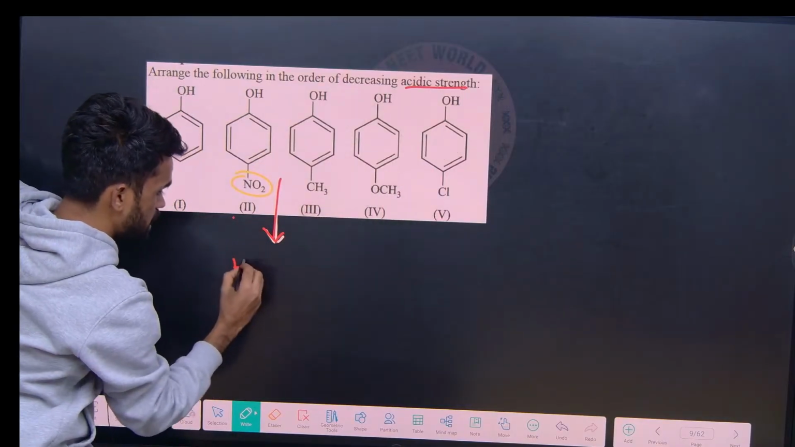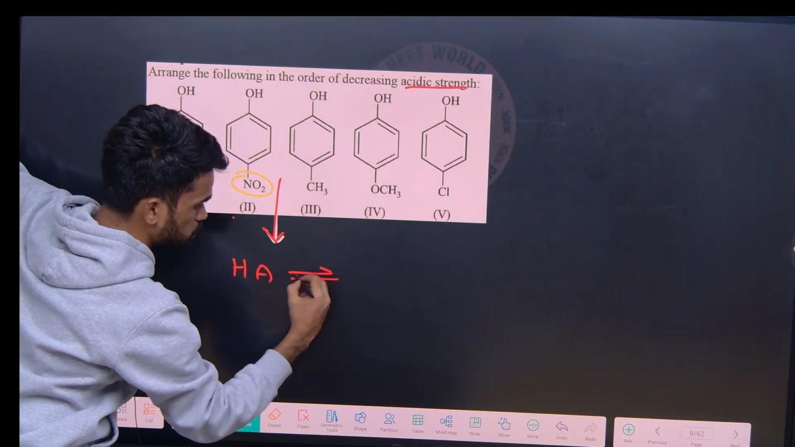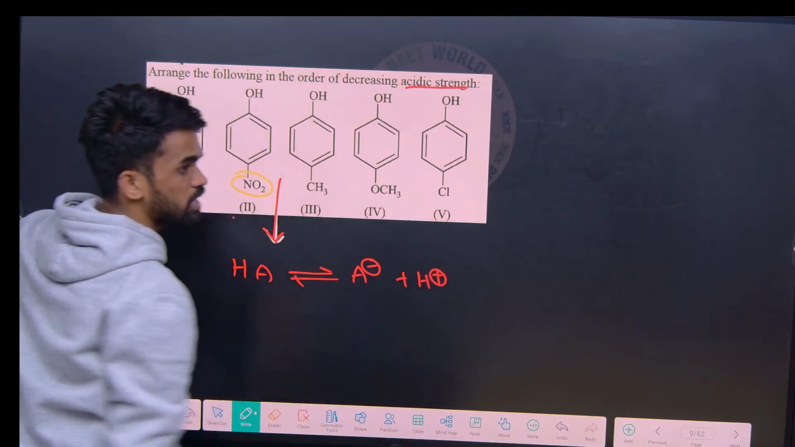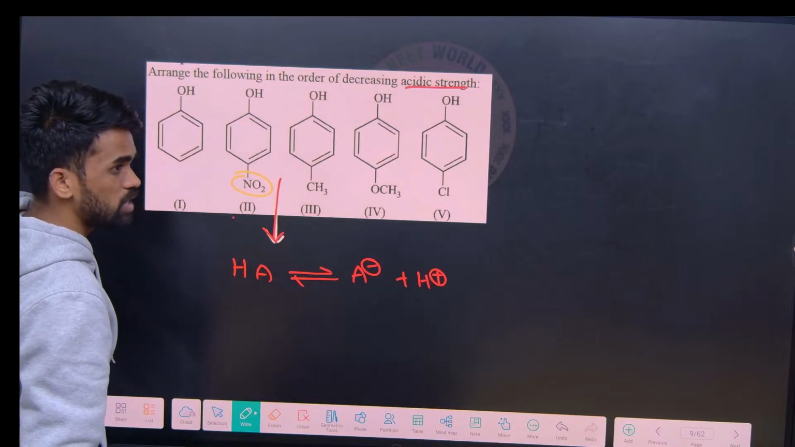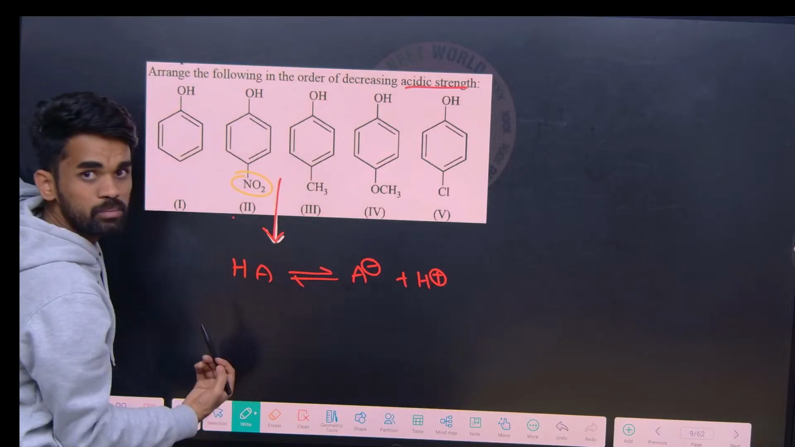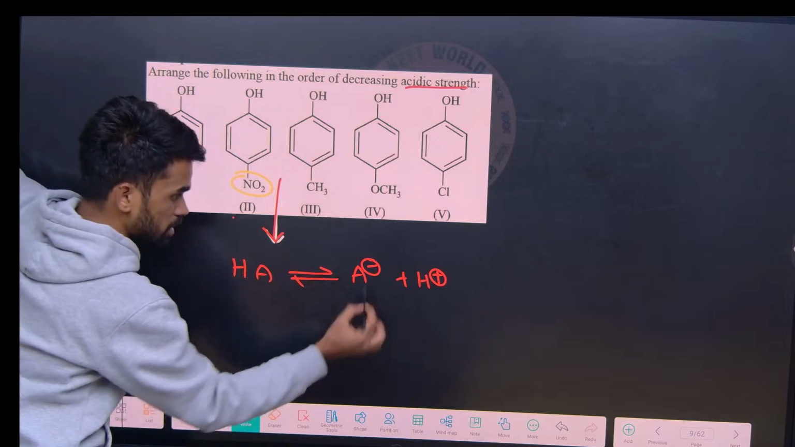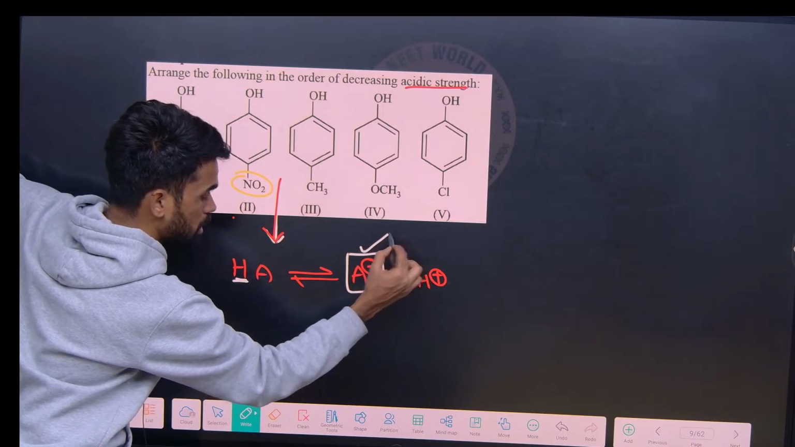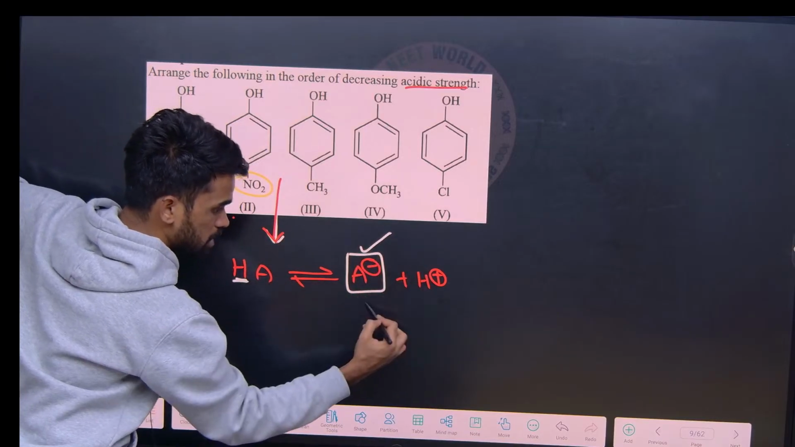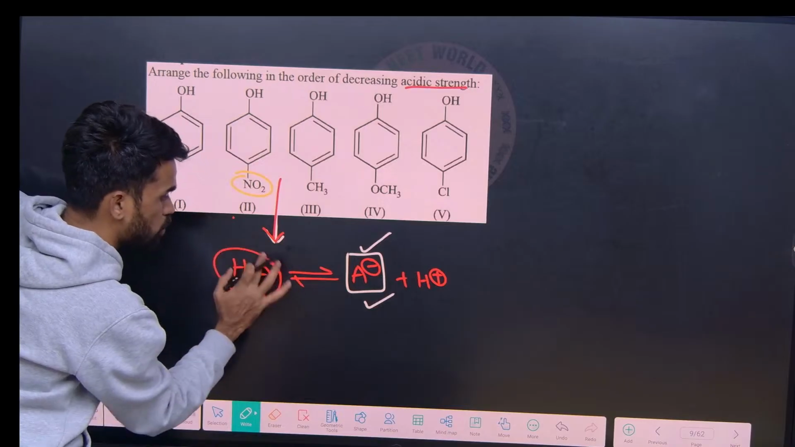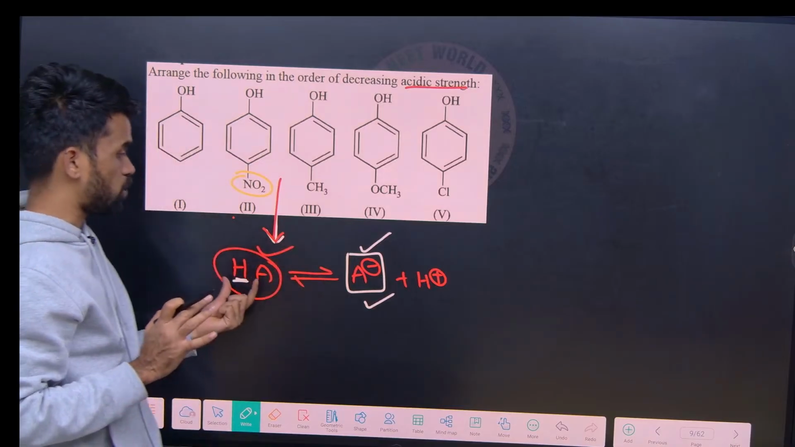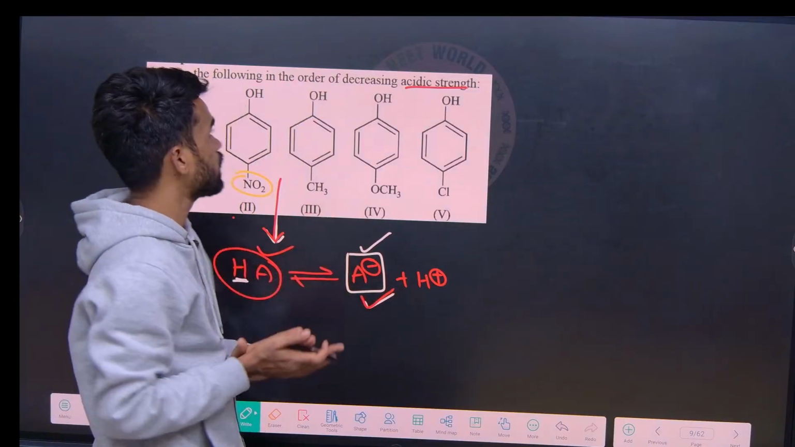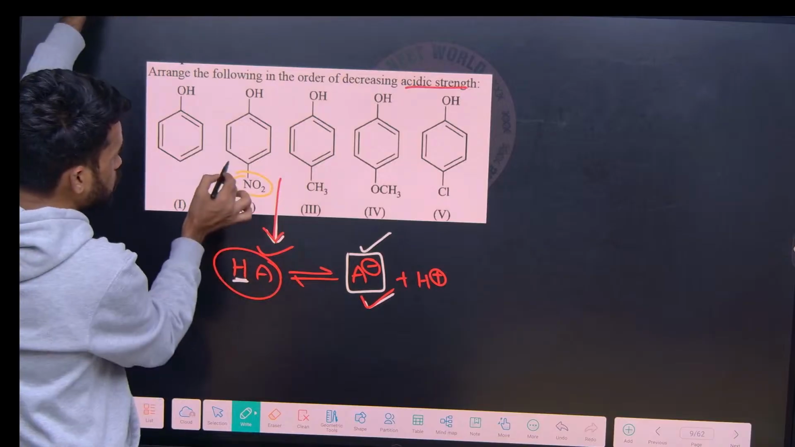See, if HA is an acid, then it releases H+ ion, forming A- and H+. Organic acids are weak acids. If they are weak acids, we'll get an equilibrium state like this. If the conjugate base formed after releasing H+ ion is more stable, then the equilibrium moves forward, and I can say this HA is more acidic. So the acidic nature of carboxylic acids or organic acids depends upon the stability of this conjugate base. Okay, so now just look at this phenol.